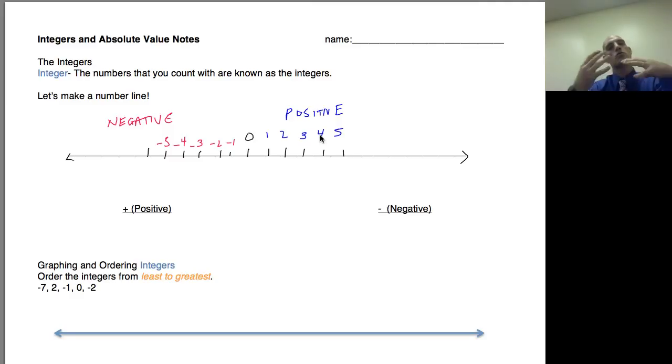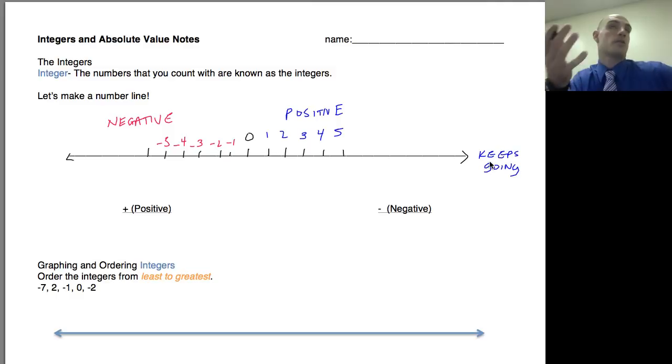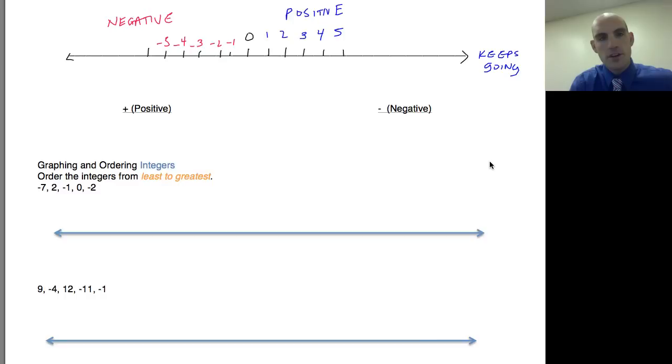If I really explore what this means, it means that this goes on into infinity, and this arrow means it keeps going. If you've ever said "times infinity," infinity just keeps going on and on, so there's always a bigger one. How do we use this number line?